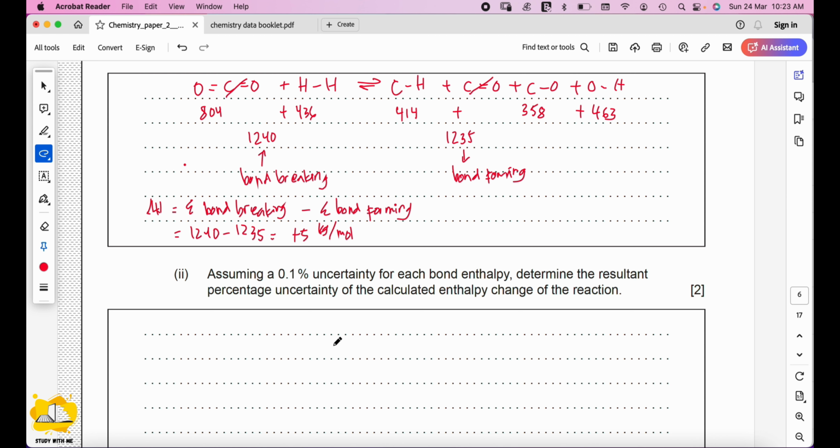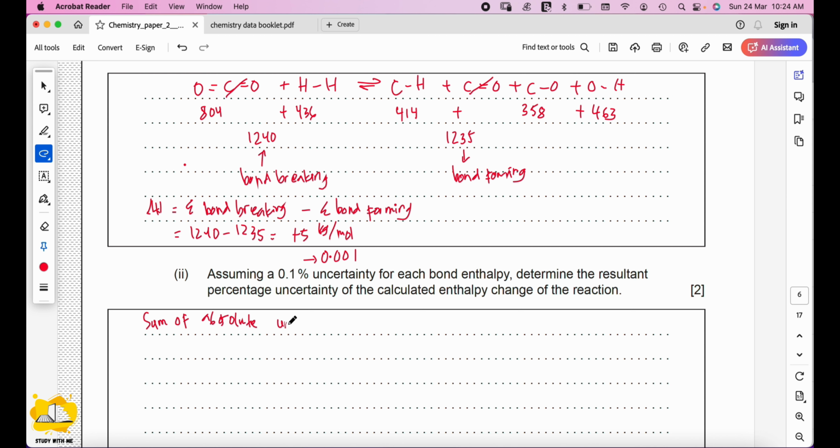Okay, assuming a 0.1% uncertainty for each bond enthalpy, determine the resultant percentage uncertainty of the calculated enthalpy change of the reaction. The resultant percentage uncertainty, we can refer to the uncertainty associated with the calculated value. So we have 5 as the calculated value here, specifically associated with the calculated enthalpy change that is involved in the reaction. So because of 0.1%, it will be 0.001.